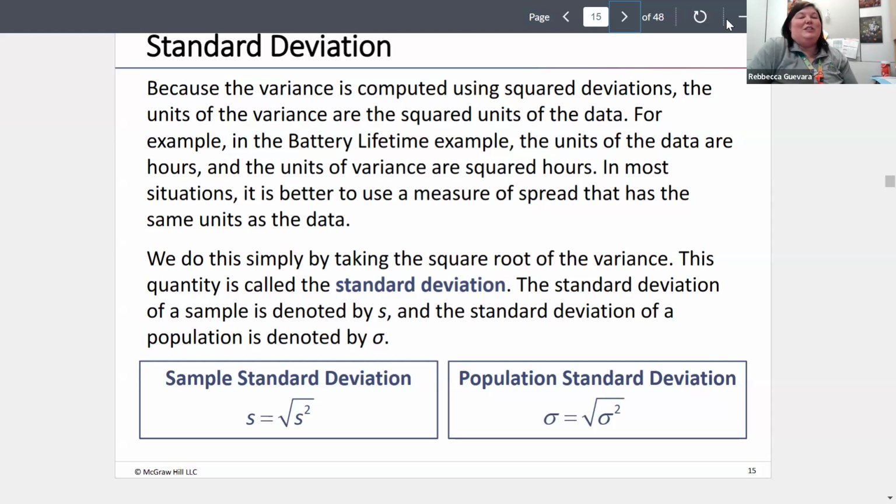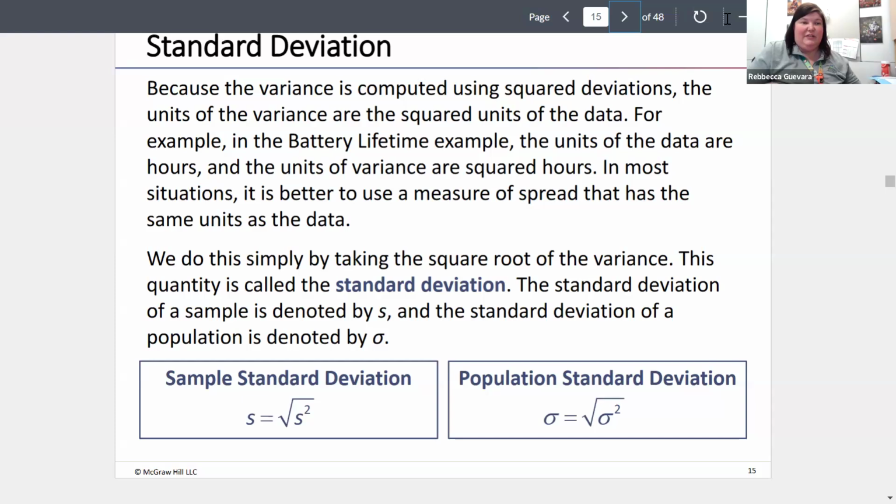So in most situations, it is better to use a measure of spread that has the same unit as the data. So this is where we are going to have what we call our standard deviation. To do this, we simply take the square root of the variance, and the quantity that is the square root of variance is what we call the standard deviation. The standard deviation we are going to note as S or sigma.